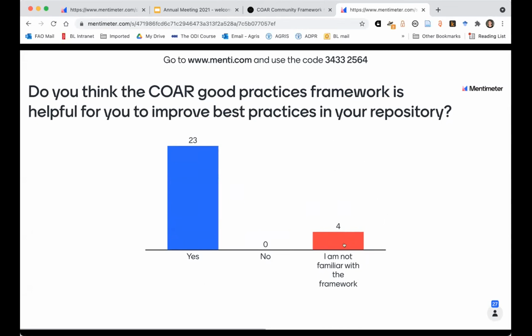So that's just great. And also the four of us say that they're not familiar. This also, I think, shows that maybe we just need more communication around the good practices framework. In the end, we need to talk about it more and how it can be useful for any of us. Let me move to the next one.